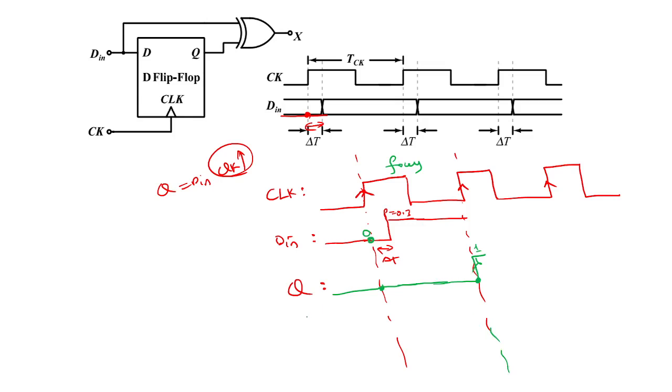We can calculate then what is that average value of x they are asking. What is x? Q XOR D in. This is Q, this is D in, XOR of D in. So x, this is 0, this is 0, means this is 0 here. And here 0, 0 means 0 till delta t time. We don't know what exactly delta t is right now, let's see that later on. Then from here, this is 0, this is 1, that means your output will be 1.